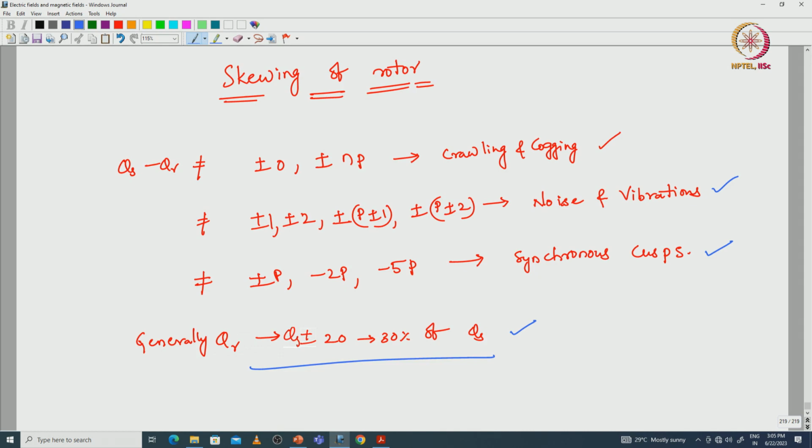Okay. The next method: we can follow these empirical formulas and select the rotor number of slots. The other way to minimize these effects is nothing but skewing of the rotor. Whatever the number of rotor slots may be, if we skew the rotor, the effects with respect to the crawling, cogging and slot harmonics and noise, vibrations and synchronous cusps will all be minimized. The objective of skewing is to minimize all these types of effects.